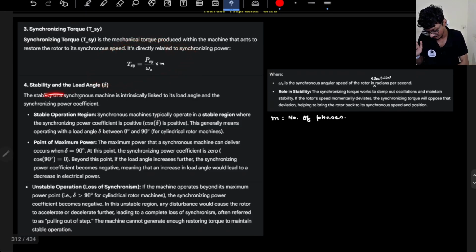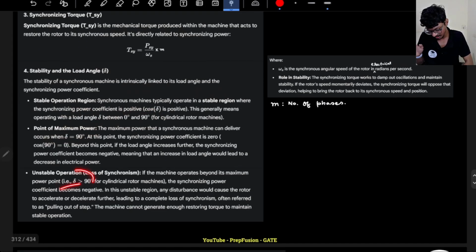We have already discussed stability. The stability of a synchronous machine is intrinsically linked to its load angle. Stable operation is when the rotor angle for cylindrical rotors is between 0 to 90. The maximum power point will be at 90. Unstable region: if delta is greater than 90, then it will be unstable. For salient pole, it will be somewhat lower than 90 because it goes negative.